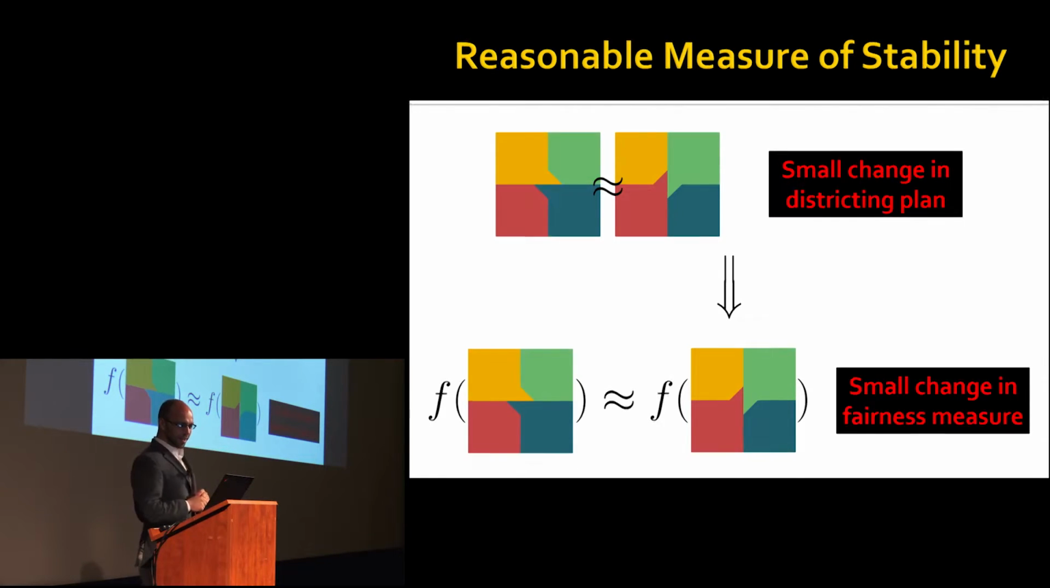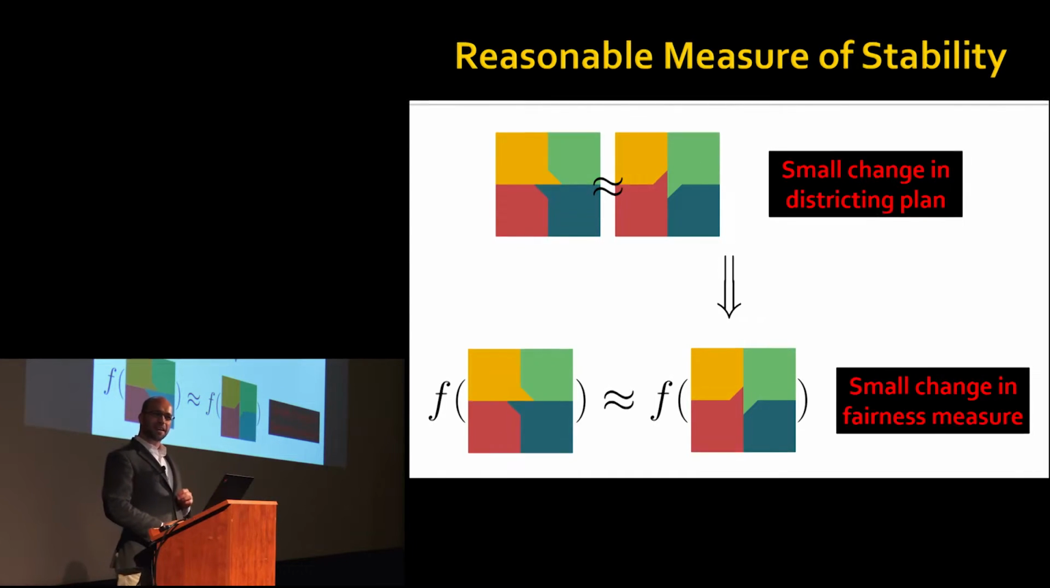So what does this imply? This implies that we need two ingredients for a formula like this, right? We need some way of measuring similarity of districting plans, some distance measure saying these are similar, so we expect it to be stable under this perturbation. And then we need some way of measuring similarity of fairness measures. The second one's pretty easy. That's called subtraction. But the first one's a little tricky, right?